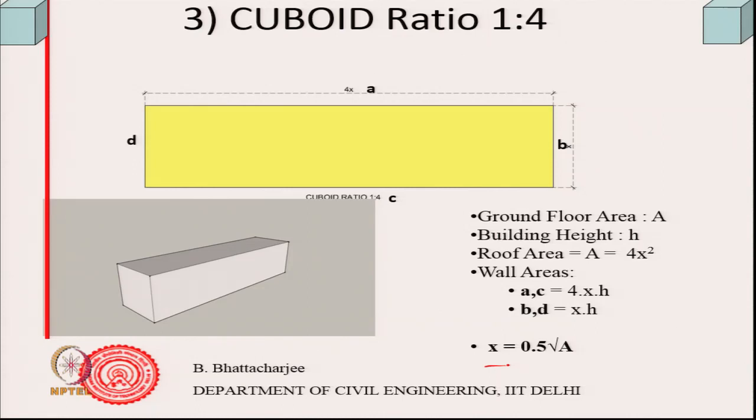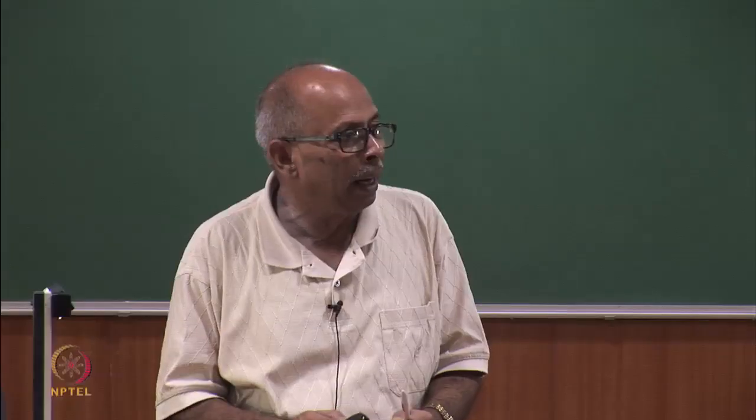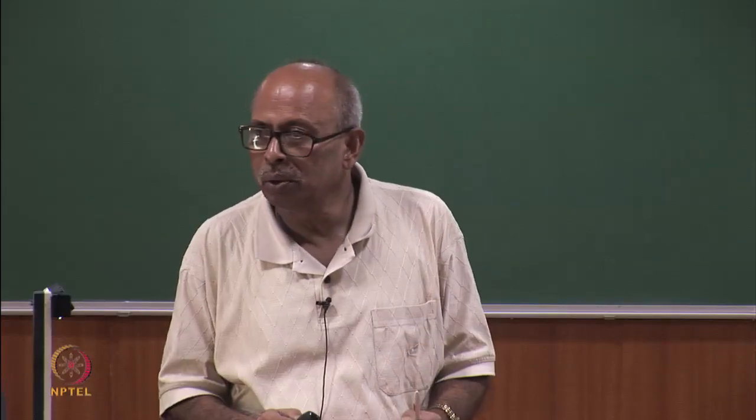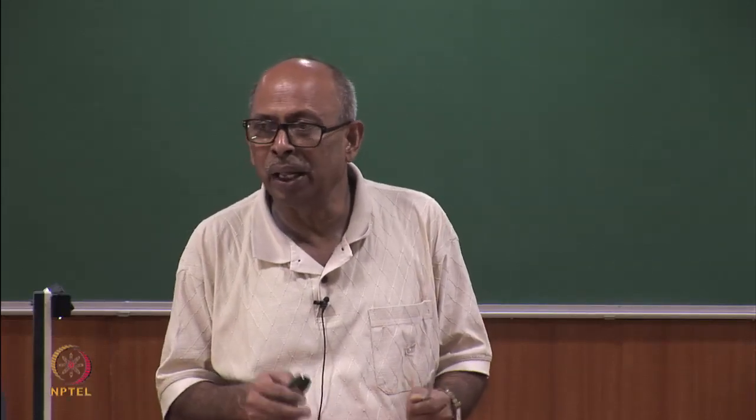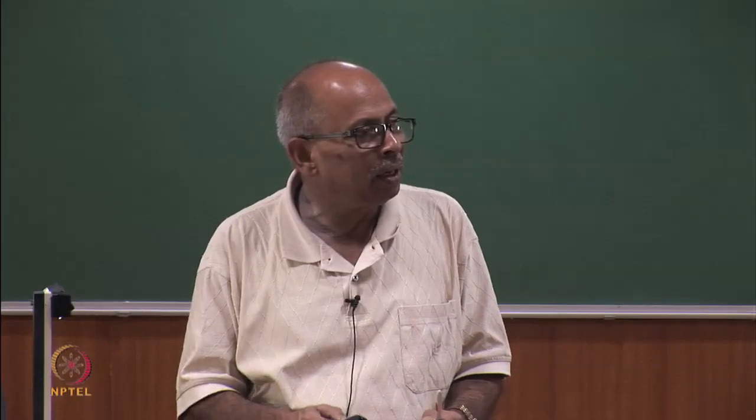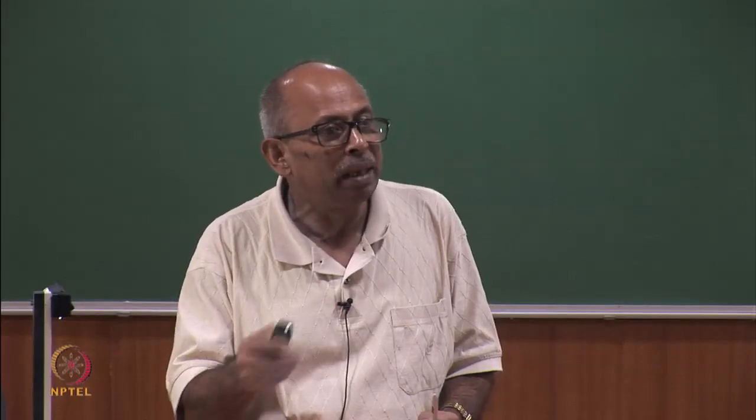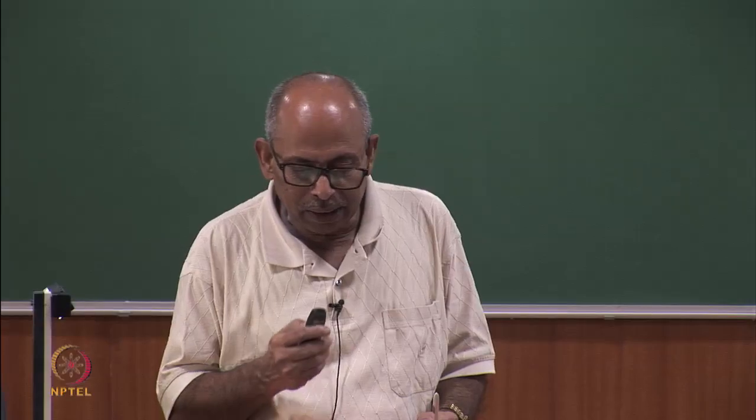First one had x equals to under root A, right, if it is a square in plan. If it was 1 is to 2, then it is 0.70 under root A. This is 0.5 under root A. So, they are discrete steps. So, they are discrete. T shape.